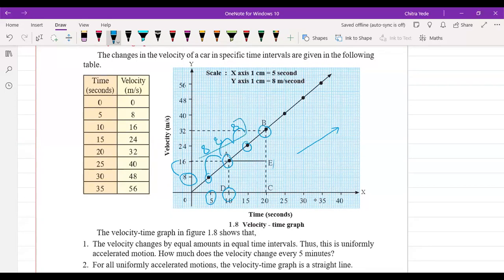So it is uniform positive acceleration, because it gives a positive slope. We can draw the graph for the same also, starting from 0 on both axes, time as well as velocity. The first point will be here, then second, third, and so on, as we discussed and did already in the last class.